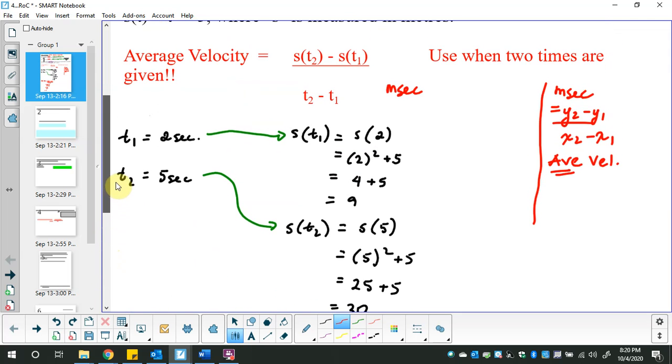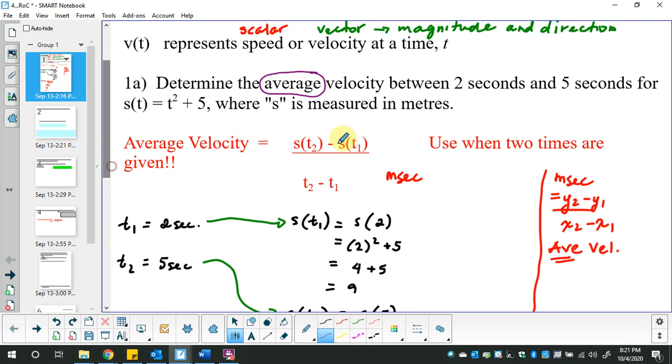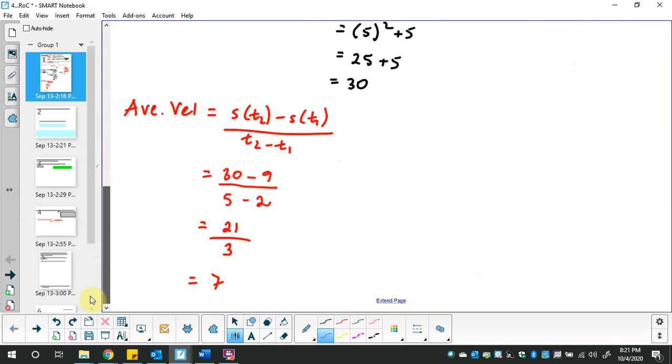So you have to go back and find out that the s's are measured in meters, and the times are measured in seconds. So this is meters per second. And that is the end of average velocity.